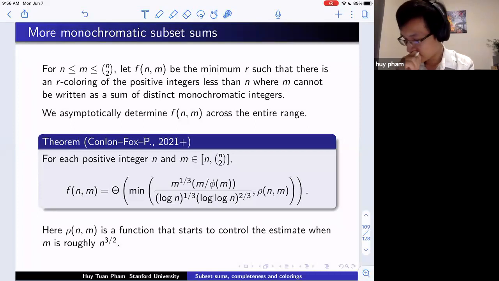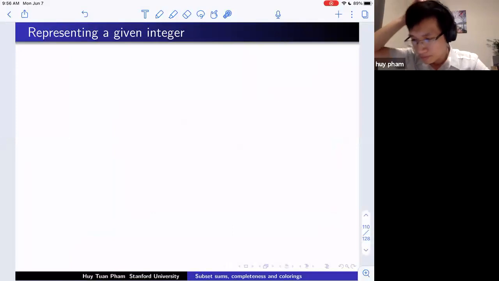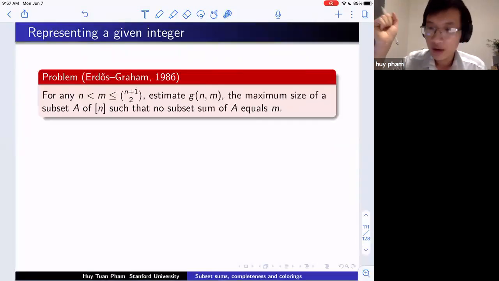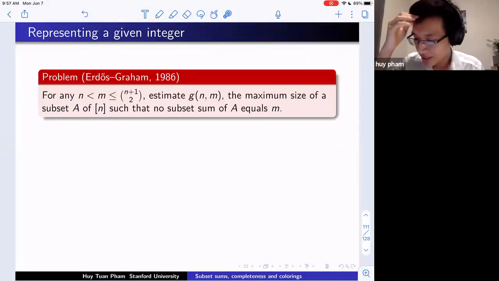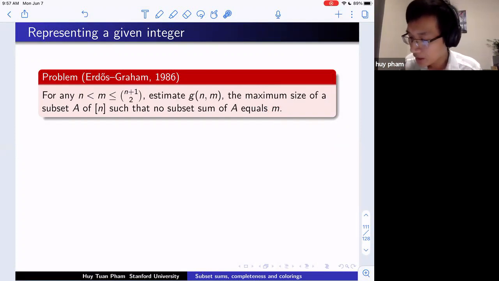Okay, those are all that I want to discuss regarding monochromatic subset sums. Next, we'll turn to an extremal question. It will also be about representing a given integer, but now our question will be about the extremal set A, so that the set of subset sums of A avoids a particular element m. So G of n and m is the maximum size of a subset of the interval from 1 to n, such that sigma of A doesn't contain a fixed element m.